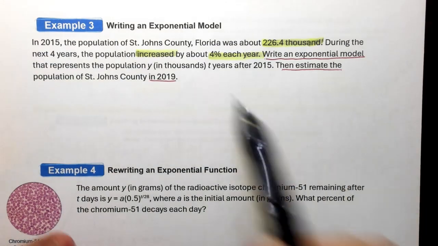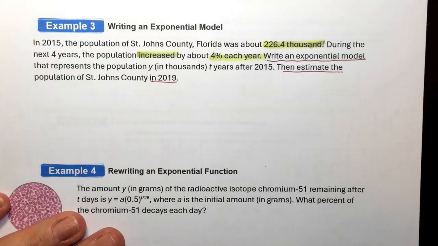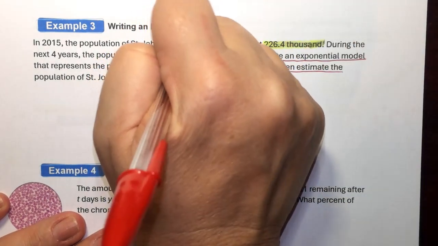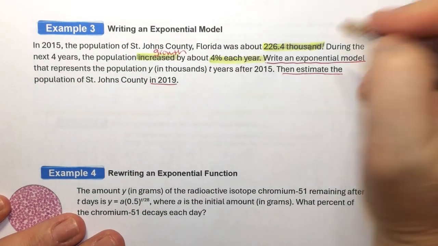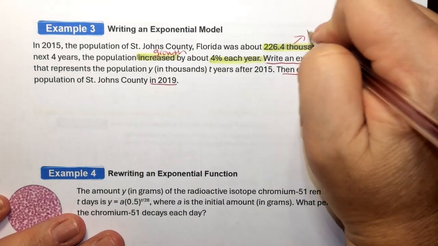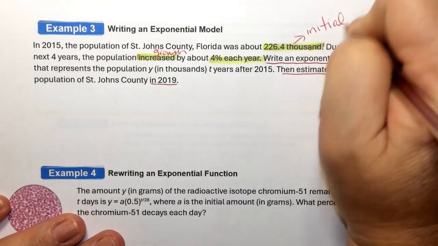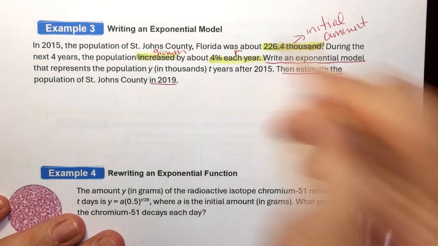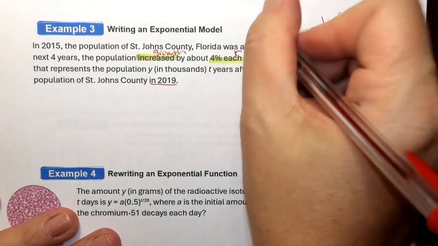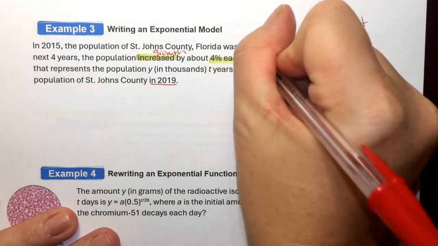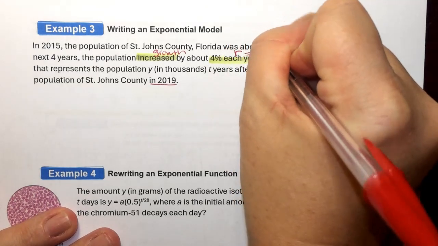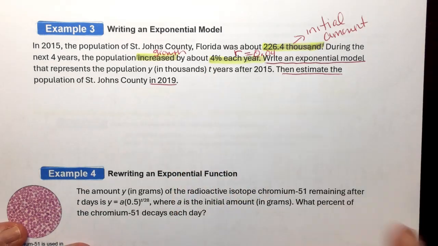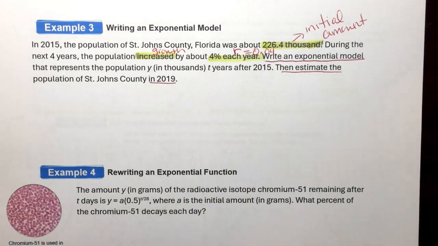All right. Well, we know increased means what? We're going to use which model? The growth model, right? Because that one's increasing. What would this be? This would be our initial amount. And then the 4% each year is going to be our R value written as a decimal. So it would be 0.04 because we would move it 2 places to the left to go from percent to decimal. All right, so we have our information.